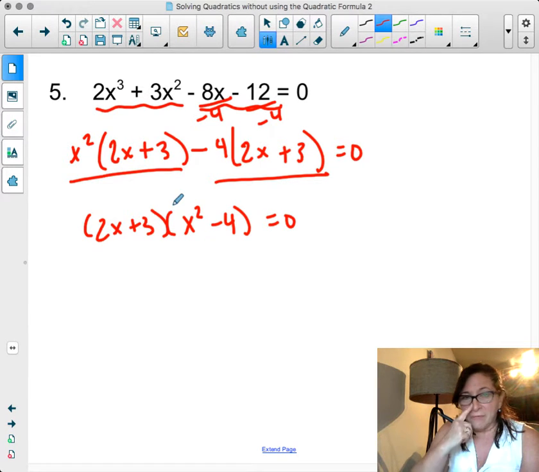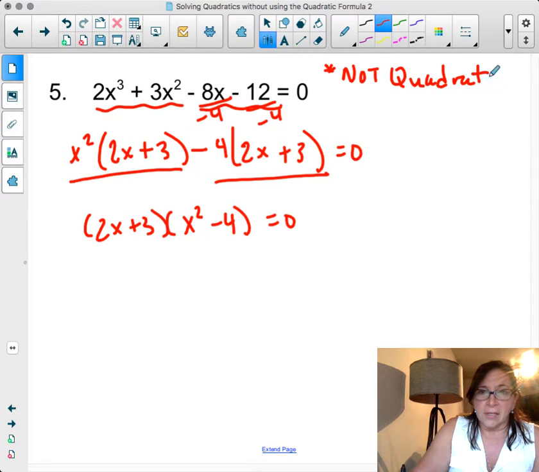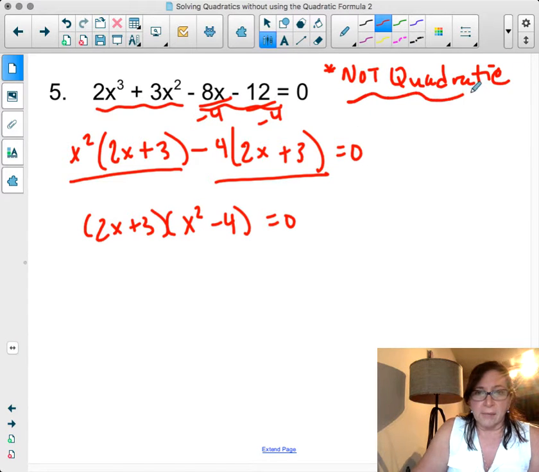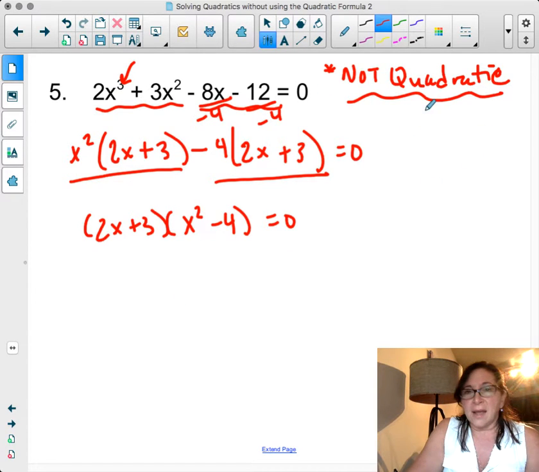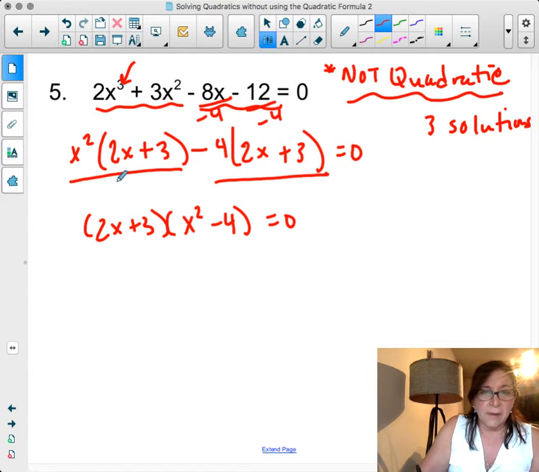Now, if this was quadratic, I would be done, but this is actually not quadratic. Okay, and so this is not quadratic because it's a cubic. See the 3 right there? So that actually means that I have 3 solutions. I'm still finding the x-intercepts, but I have 3 solutions to my answer.